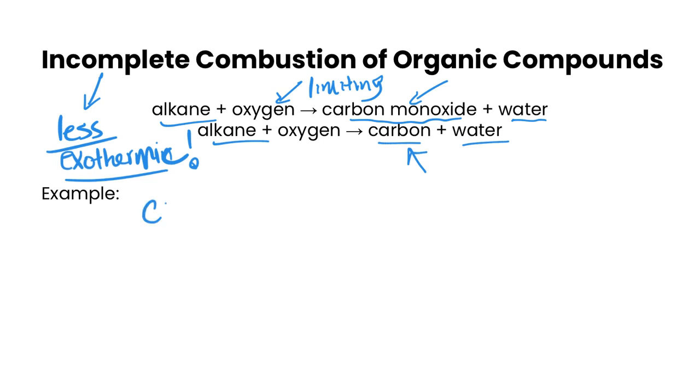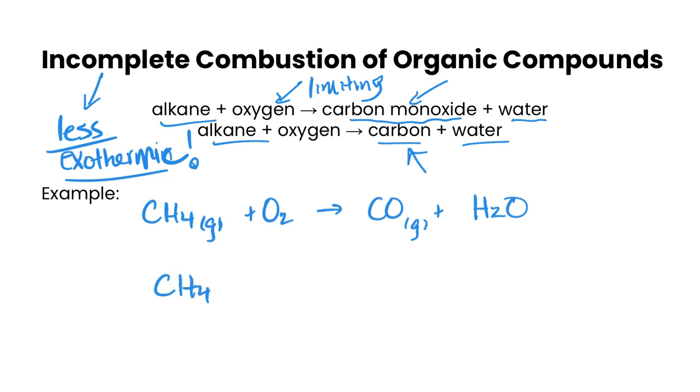Now, if we took, for example, methane and reacted that with oxygen, essentially what we're doing when we're creating the reactions is we're just going to write out both. So we would create carbon monoxide gas and water. And then the other one, we would have methane and oxygen to make carbon and water. And then you would just balance each one for its respective things.